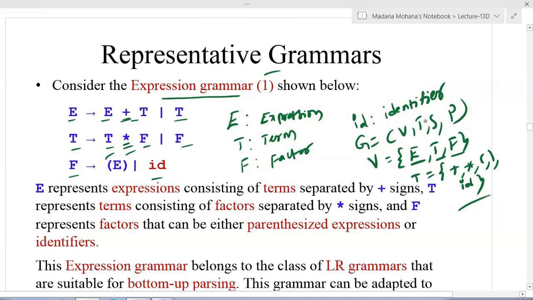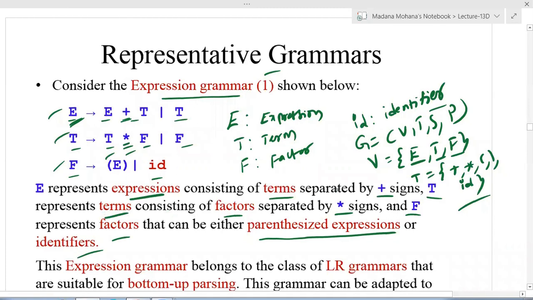Then the starting variable S is E. Why? Because the first production's left-hand side symbol is called the starting variable. Then the productions are given here. So this is one example of an expression grammar, which we will use in syntax analysis or parsing. Here E represents an expression consisting of terms separated with plus sign. Then T represents terms consisting of factors separated with star. Then F represents factors that can be either a parenthesized expression within parentheses or identifiers, as we discussed here.